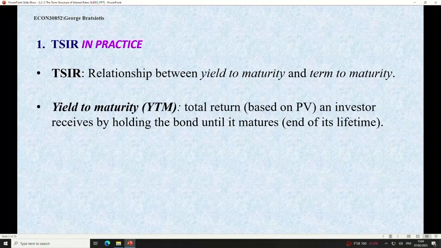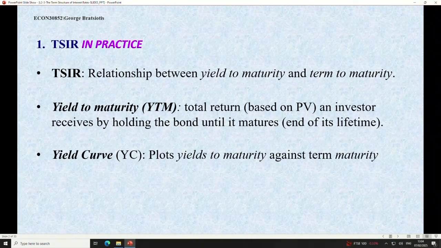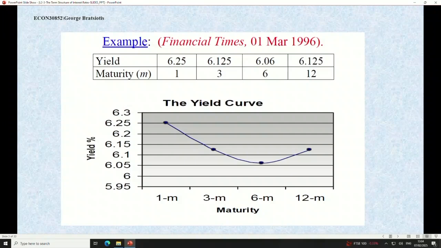So, let's have a look. We said the yield curve will plot yields to maturity against maturity. So here's an example. This is one I made earlier, as to say. And it's from the Financial Times, 1st of March, 96. Particularly, okay, this is not exactly a bond, but it's very related. It's a certificate of deposit, which is very similar. It's like fixed term income savings assets. But let's have a look.